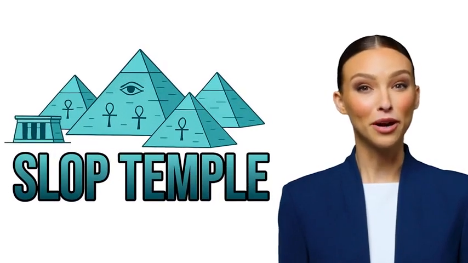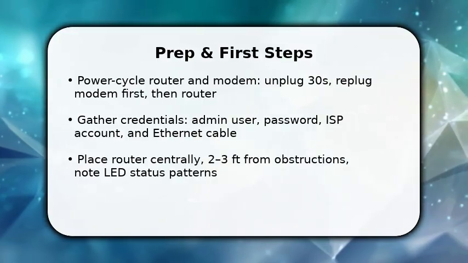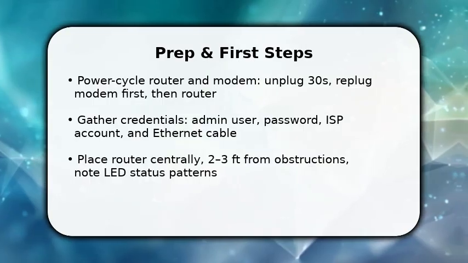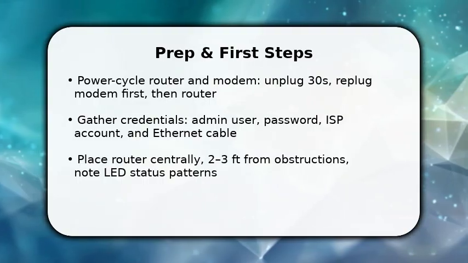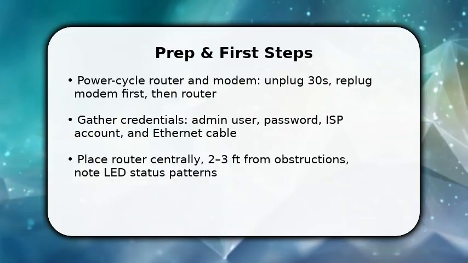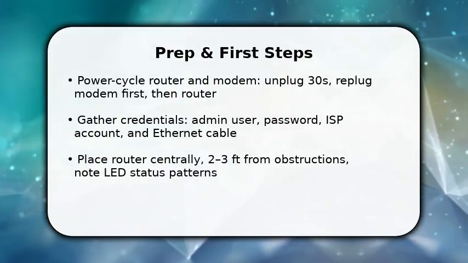We pray this video helps. You start by cutting to the essentials. Power cycle both modem and router now to clear transient faults. While they reboot, check your admin credentials and have an Ethernet cable ready so you can connect directly. Inspect LEDs and note any amber or blinking error patterns. That tells you if the issue is link, DHCP, or WAN.